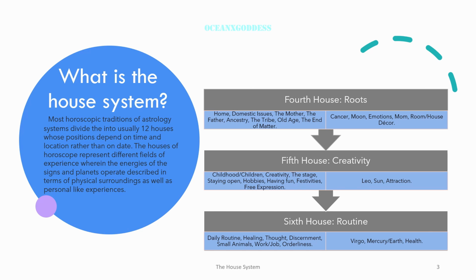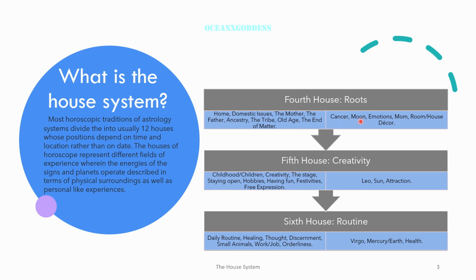So the fourth house is known as the house of roots. Roots being where we come from. Who's your mom? Who's your dad? Some aspects about the fourth house are the home, domestic issues, the mother, the father, ancestry, the tribe, old age, the end of matter.